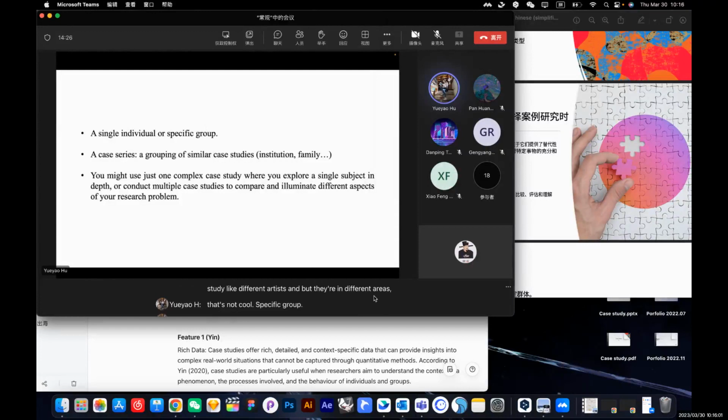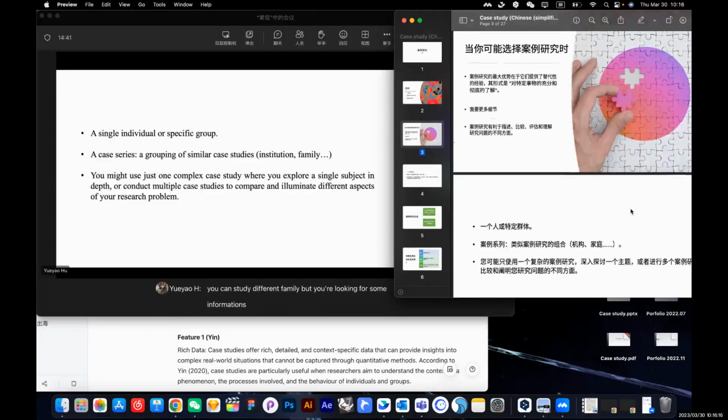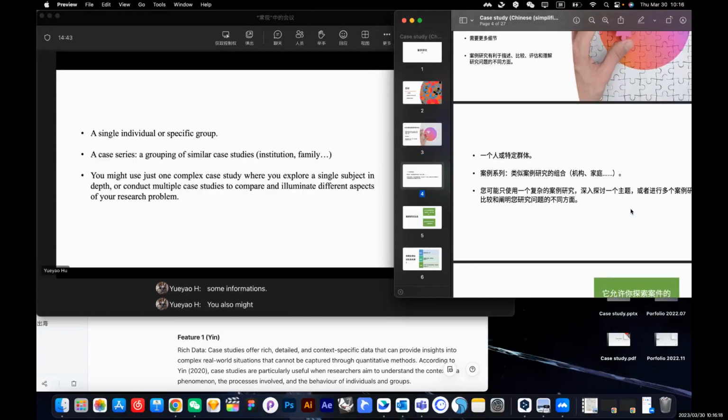And then you can study a group of similar cases. Like I said, you can study a family, which sounds like a group. Or you can study different families, but you're looking for the same information. You also might use just one complex case study where you explore one single subject in depth, or conduct multiple case studies to compare different aspects of your research problem.